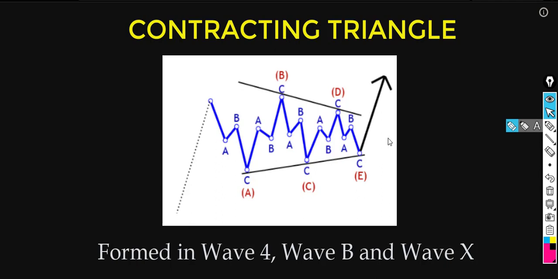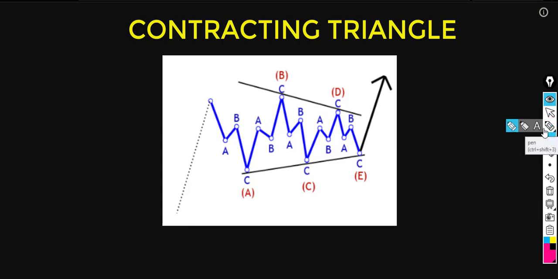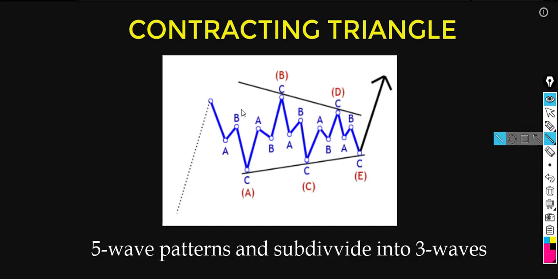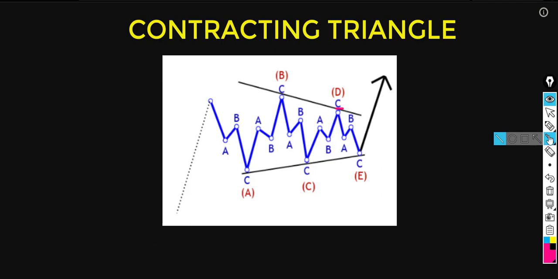Let's look at some rules and guidelines of triangles so that you know when one is forming. Triangles are 5-wave patterns, and they are also subdivided into 3 waves. If you look at this image, you can see that we have A, B, C, D, E, and we also have a subdivision of A, B, C in each leg. That is the typical structure of a triangle. It is always a 5-wave structure labeled A, B, C, D, E.